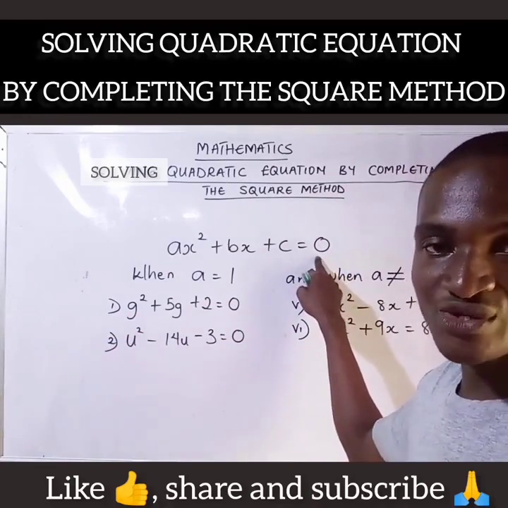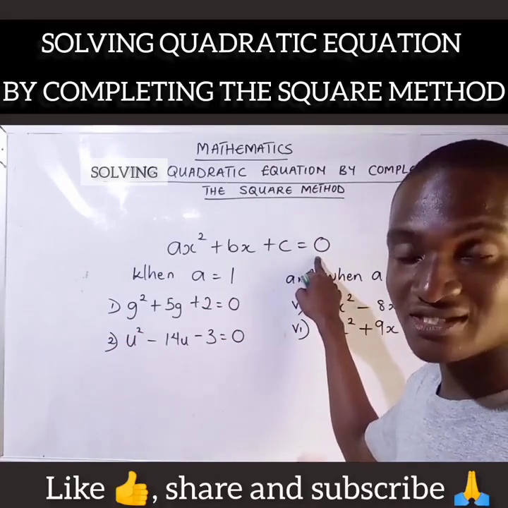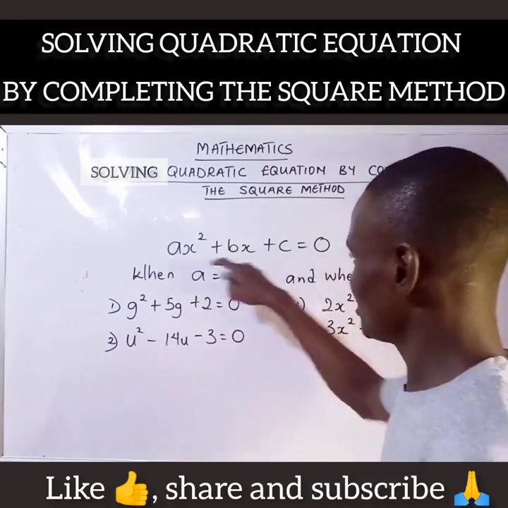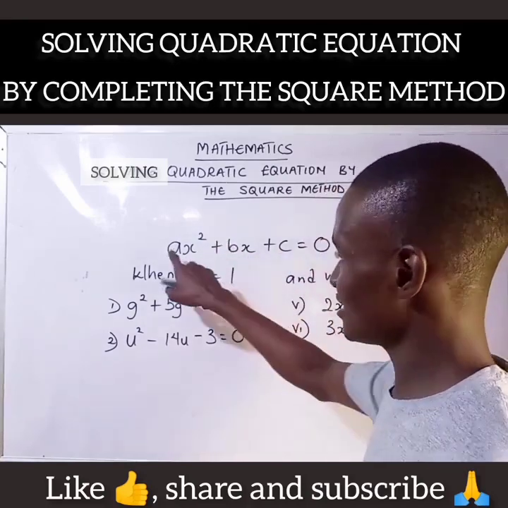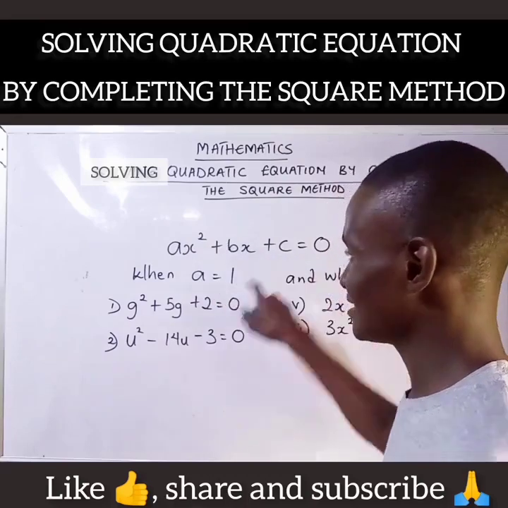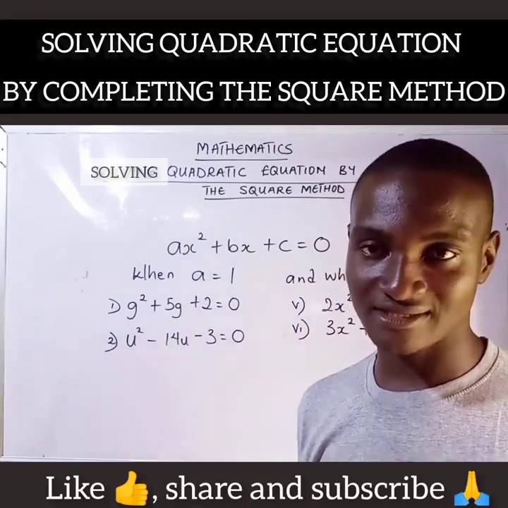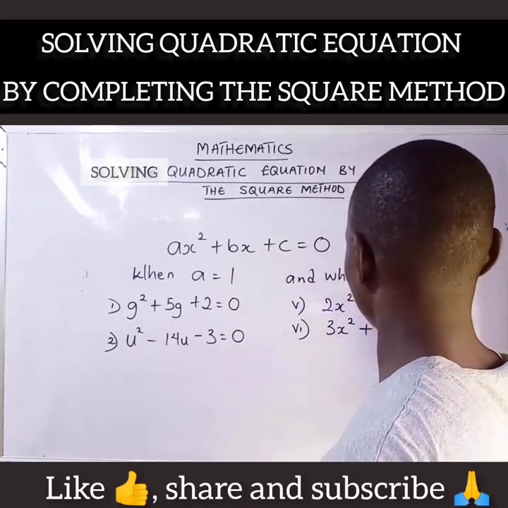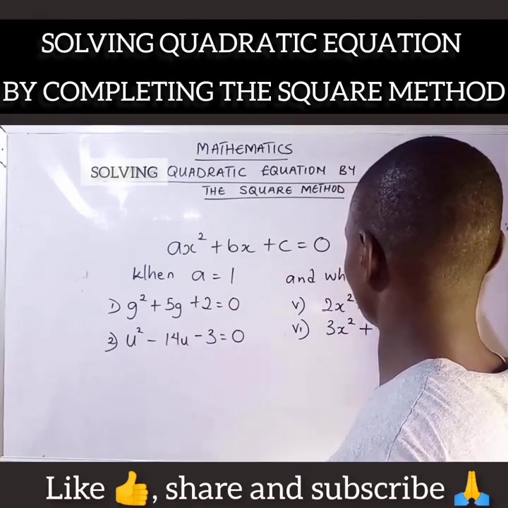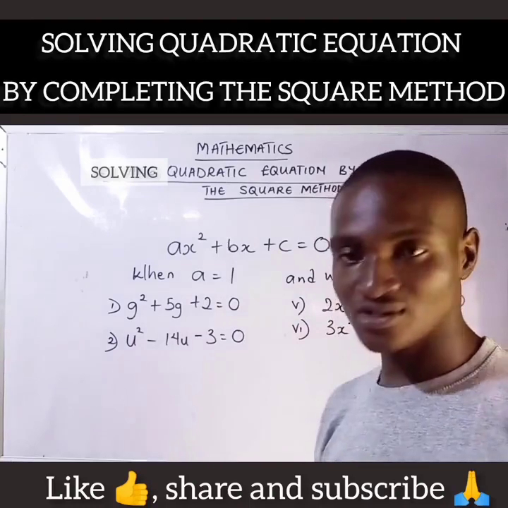This is the general equation of a quadratic equation, the general form of a quadratic equation. Ax squared plus bx plus c equals 0, where a, b, and c are constants. A, b, and c are constants, and a is not equal to 0. A is not equal to 0.